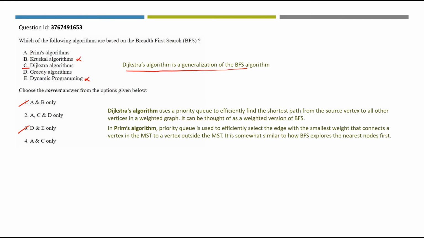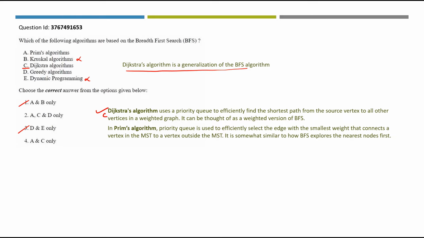Dijkstra's algorithm uses a priority queue to efficiently find the shortest path from the source vertex to all other vertices in a weighted graph. It can be thought of as a weighted version of BFS. So this is definitely there and this is C.